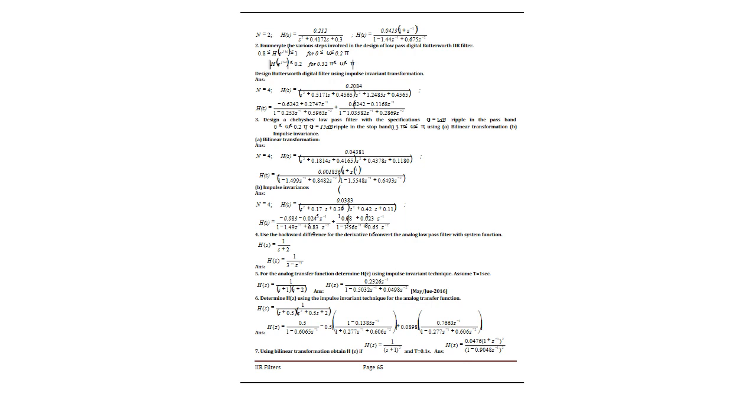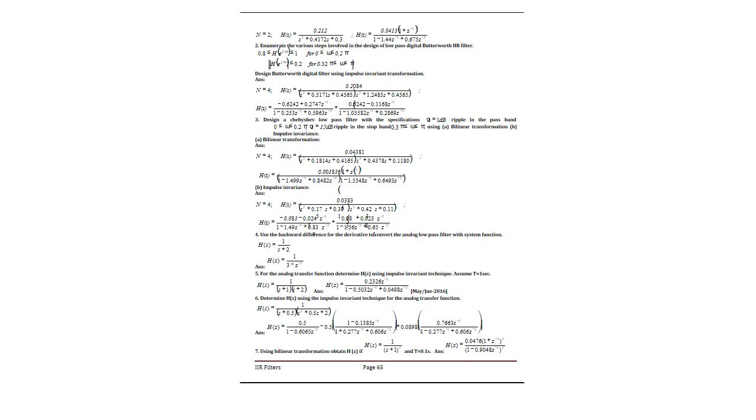The next thing will be to design the Chebyshev low pass filter with the specifications: alpha p is equal to 1 decibel ripple in the passband. So here we have seen that n is equal to 2 and H of s is 0.212 by (s squared plus 0.4172 s plus 0.3).